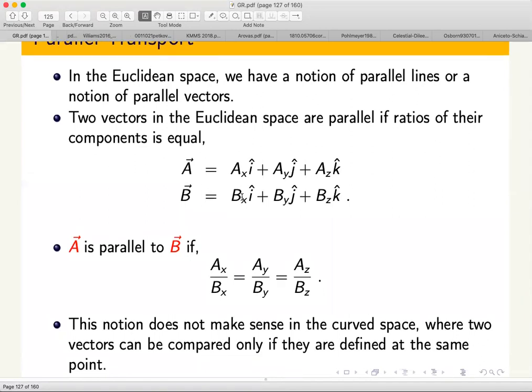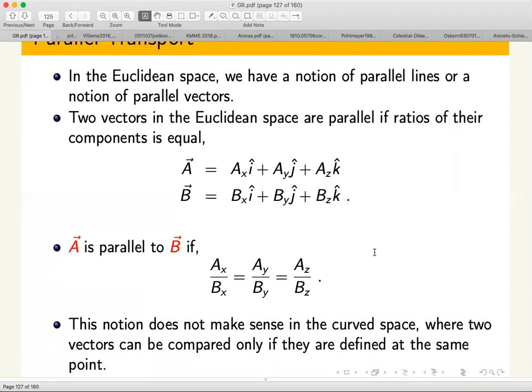Okay, so let's come back to this parallel transport thing that we were discussing last time. And what we said was that if you are in the Euclidean space, then we have some notion of parallel lines, parallel vectors, and so on. And they are defined by writing the vectors in the component form and saying that the ratios of the components along any specific unit direction are the same. So a_x by b_x is equal to a_y by b_y, which is the definition of what we would call parallel vectors.